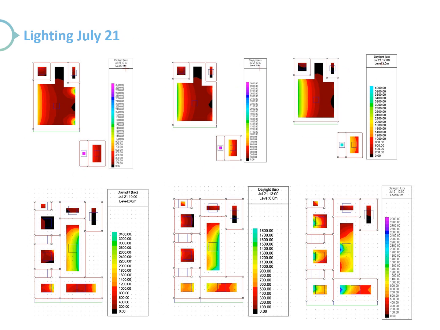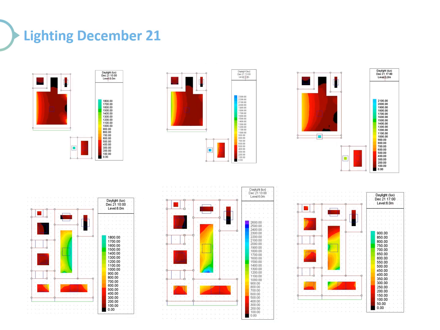Also in July 21, we can see the daylight lux levels have been enhanced at 3 different hours of the day, in the guest house and also in the family room. The same scenario happens in December 21 at 3 different hours. We can see that it has enhanced immensely compared to the base case.